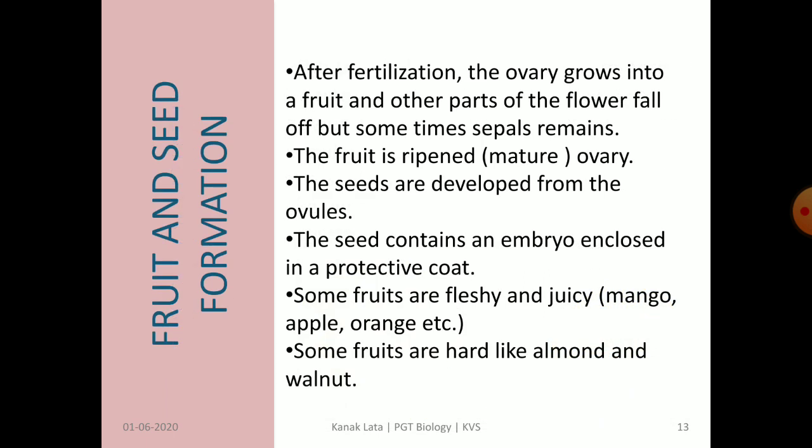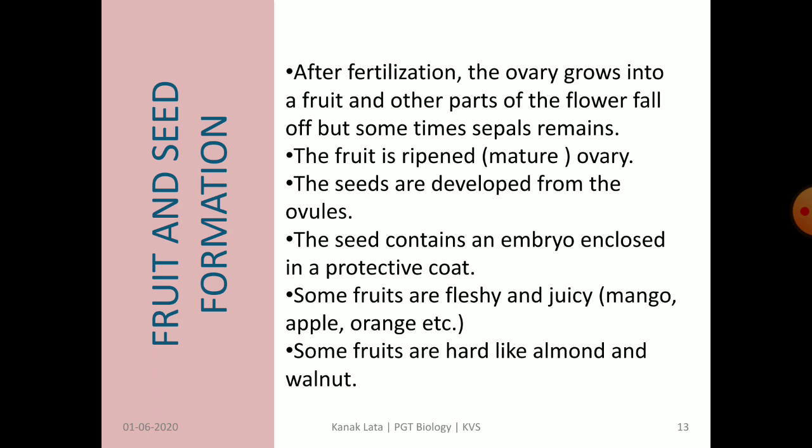Let us now study about how fruits and seeds are formed. After fertilization, the mature ovary form fruit and the other parts of the flower fall off. But in some cases, sepal remains, called as persistent calyx. So the fruit is a ripened or mature ovary. Mature ovule will develop into seeds. The seed contains an embryo enclosed in a protective coat.